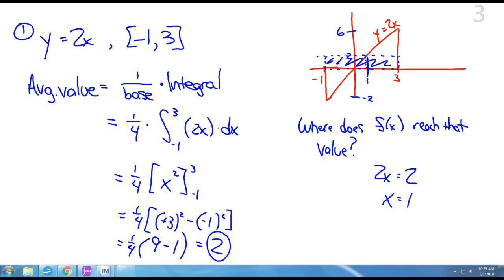Questions on that one anywhere? Yep. On the sheet, it says find the values of c that satisfy the mean value theorem for integrals. That's that. Okay, that's what I thought.